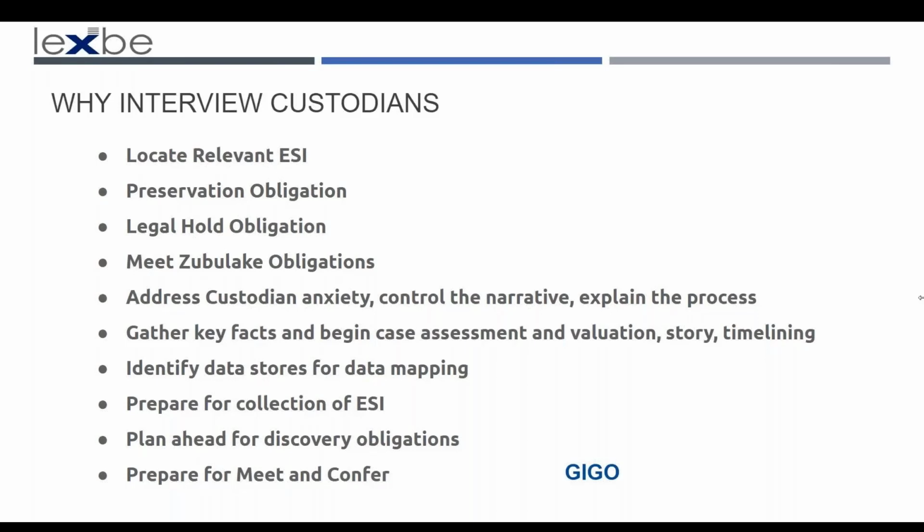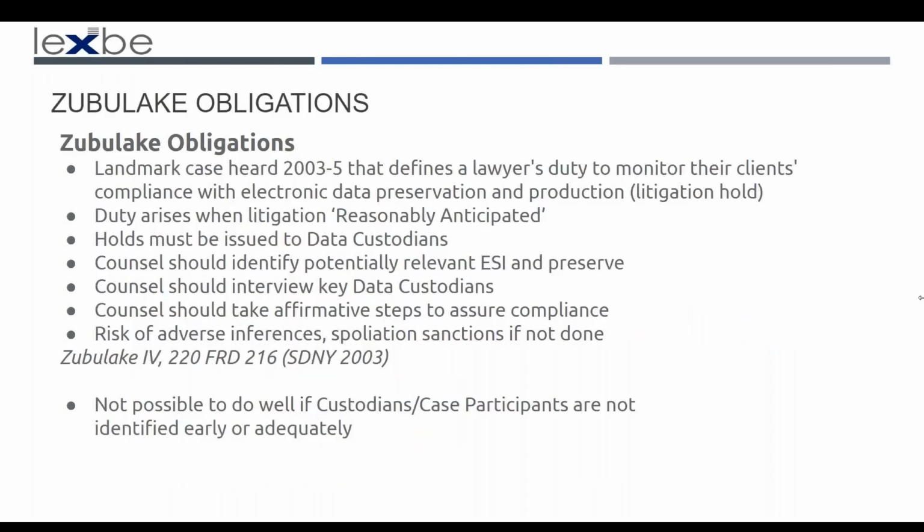The next slide will talk about the Zubulake obligations, a very famous series of cases that are the basis for modern eDiscovery law, certainly at the federal level and a lot of state levels, and the ideas have been integrated into the rules. But it's good to go back and read the original case and understand where it was coming from, what the reason was. From the Zubulake obligations, we get the litigation hold: when litigation is reasonably anticipated, that hold should be issued. Obligation to interview data custodians, etc.